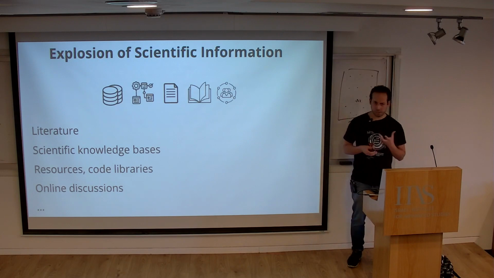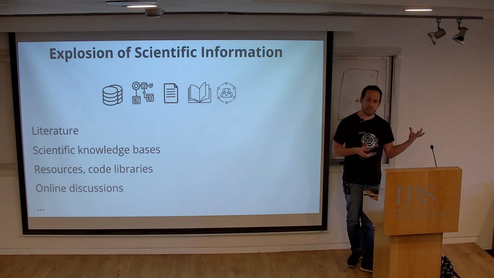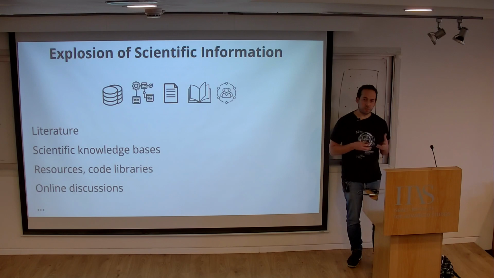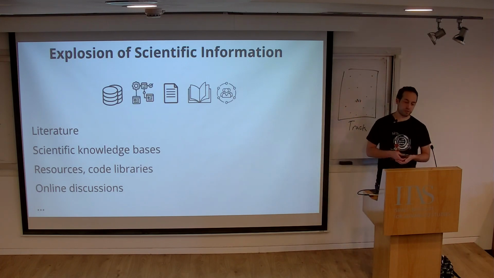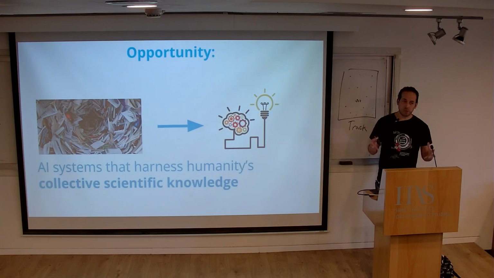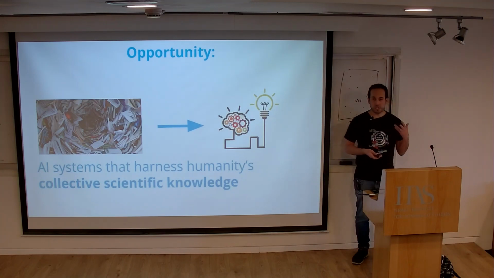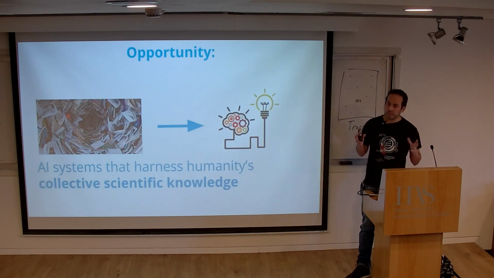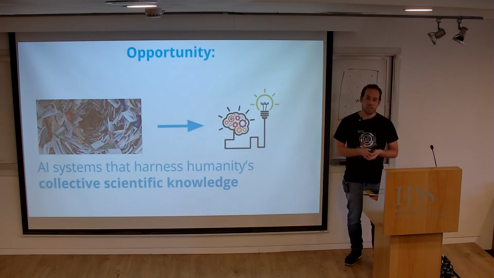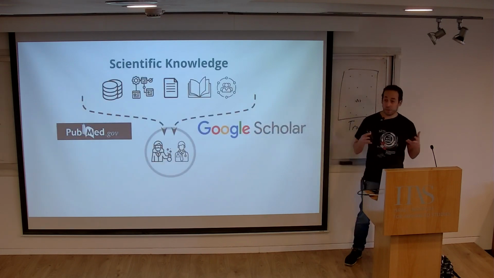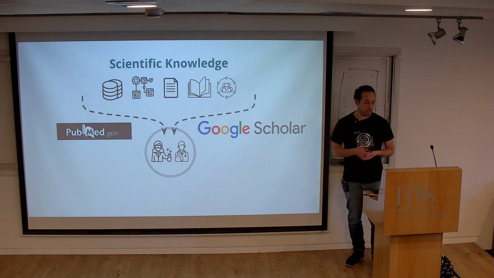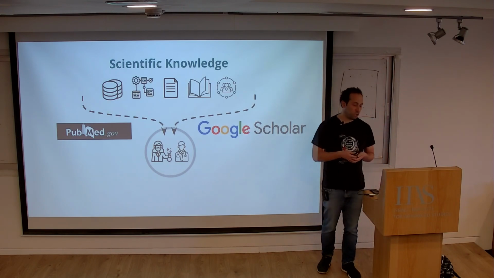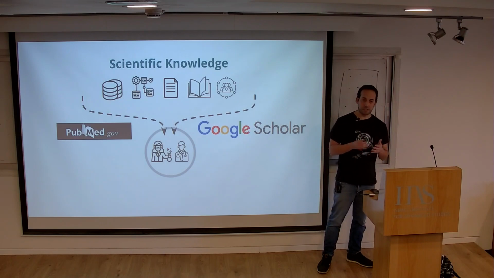And it's not limited to only the literature. You have also scientific knowledge bases, resources, code libraries, online discussions, of course. And all of this huge wealth presents us with a really dramatic opportunity. With AI systems that can harness humanity's collective scientific knowledge in the literature to help us do better science and also potentially make better clinical decisions. Now in theory, it's all at the tip of our fingers, right? We have PubMed, we have Google Scholar, we can just find anything we want to help us with whatever task we have at hand.